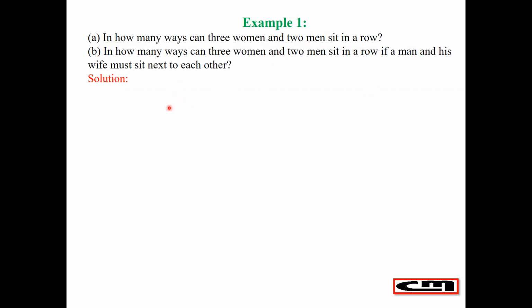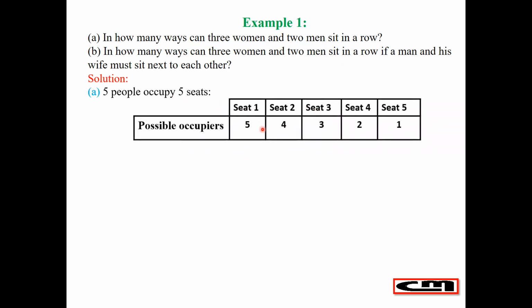So before we give the solution to A, we need to understand that here we have 3 women and 2 men supposed to sit in a row. What does this mean? It means that 5 people occupy 5 seats. Therefore, here is a table. I have seat number 1 up to seat number 5. Possible occupiers: on seat number 1, any of the 5 people can sit there. And once it's filled, I'm left with 4.